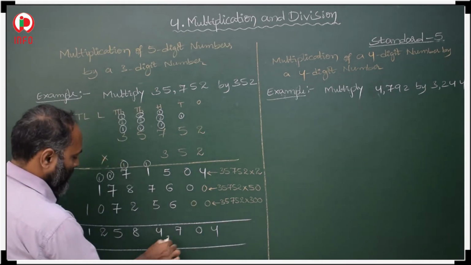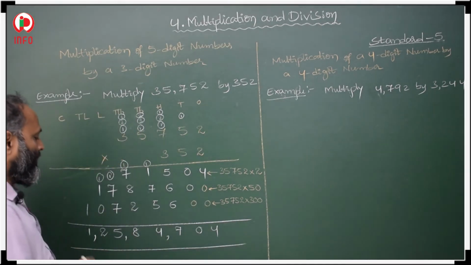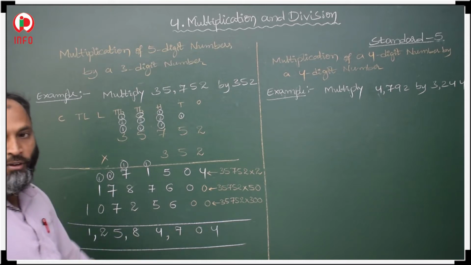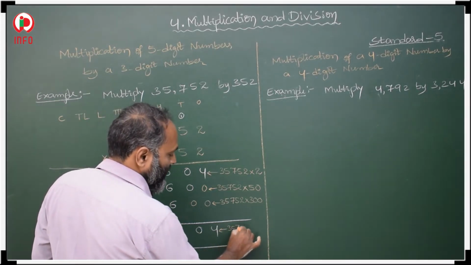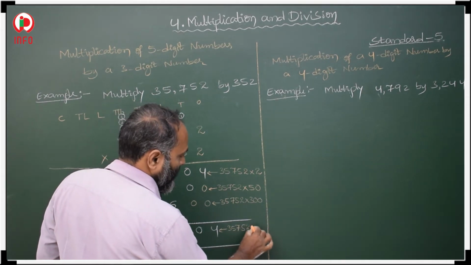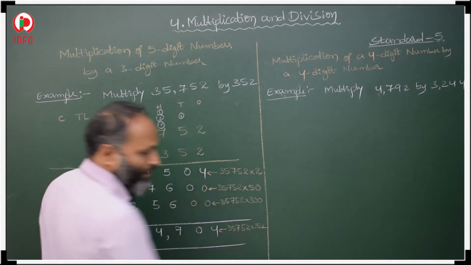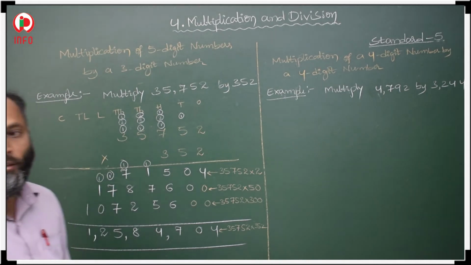So then 1 crore 25 lakhs 84,704. So it is the product of 35,752 with 352. Okay.